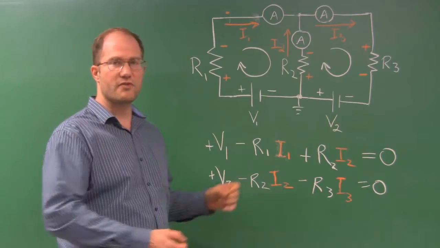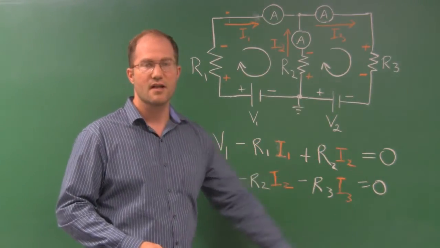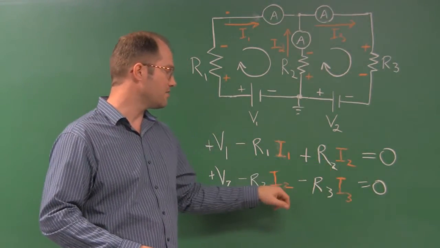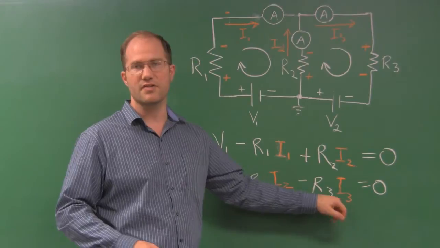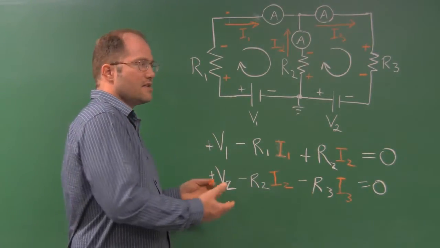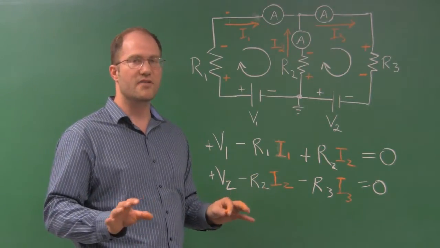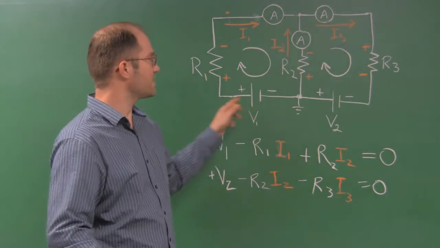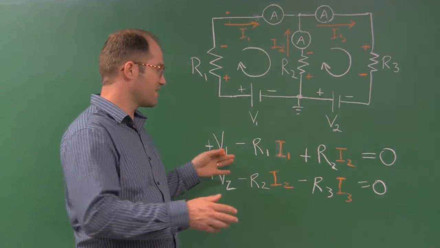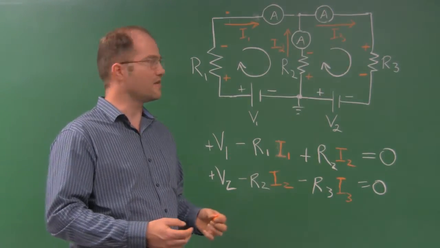Now, the issue is with our two loops, we have two equations, but three unknowns. You see, the unknowns are I1, I2, and I3. Those are all unknown values. And so we can't solve two equations with three unknowns. So we need a third equation. Now we could choose this outer loop, but that's a circular argument, and it's going to come back around to two equations and three unknowns.